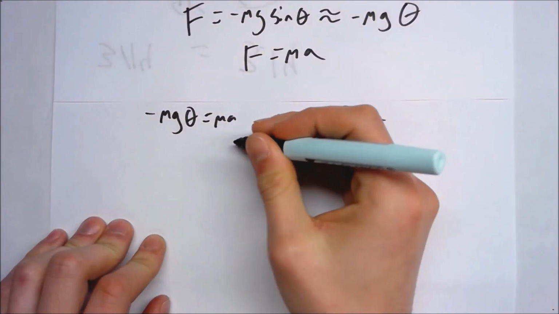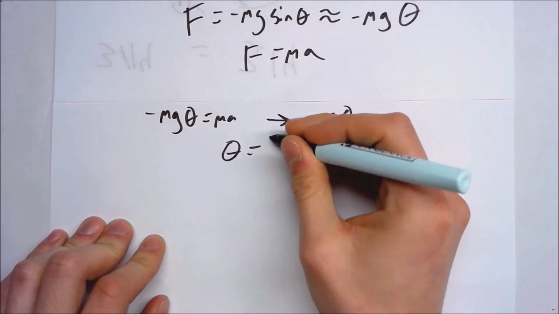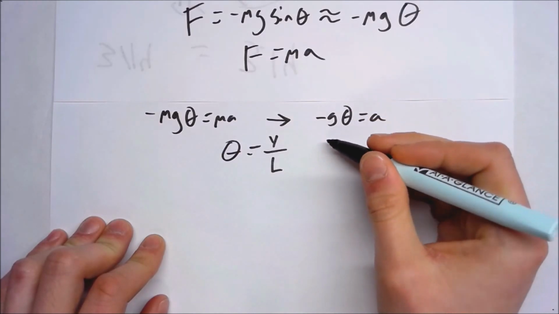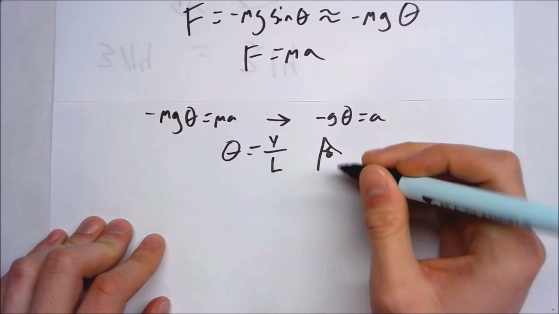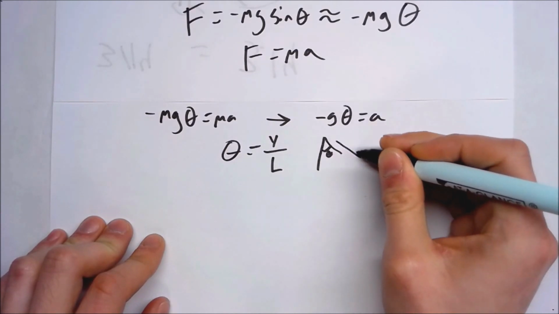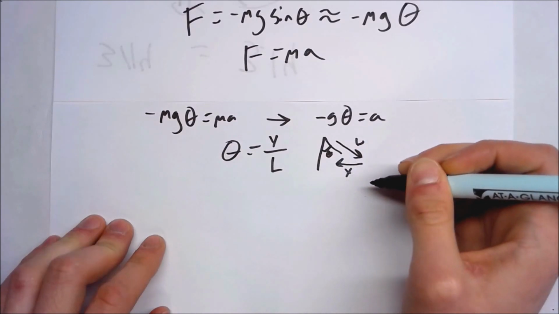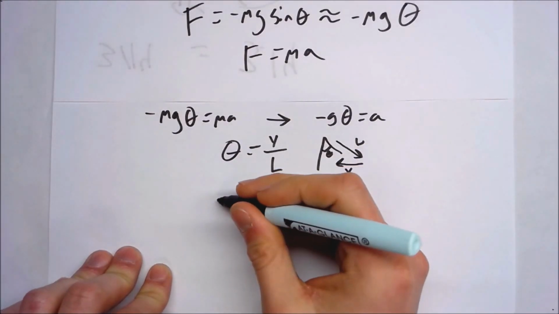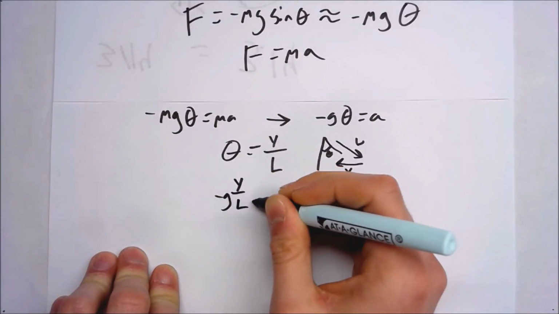We also know that theta is equal to y over L. So if we draw out our line again, you can see we have theta. Now the length L is the length of the wire, and y is the horizontal length. Now we can say that negative g y over L, again substituting for theta, is equal to a.